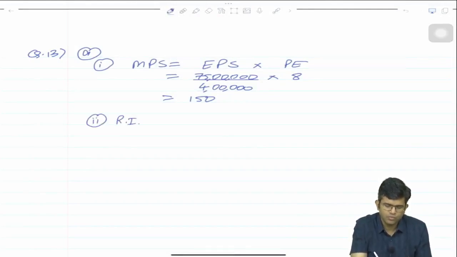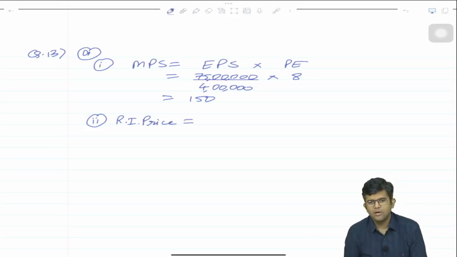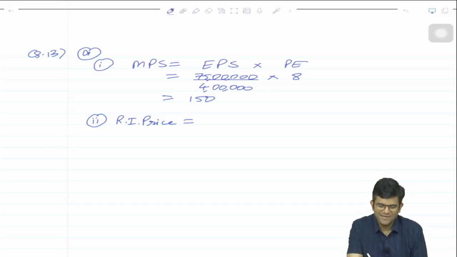Rights issue price. All 3 letters, don't write only short forms, it will look very bad. Rights issue price, at least one letter, put the full form. Rights issue price will be 150 minus 25%, 112.5.